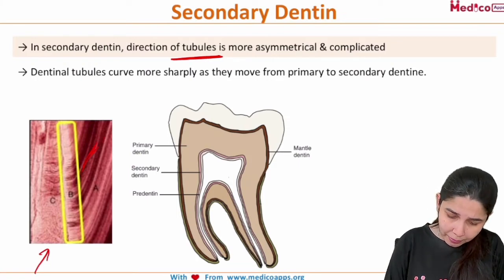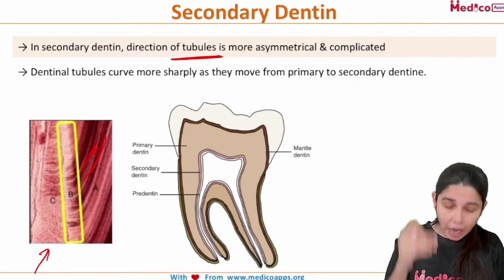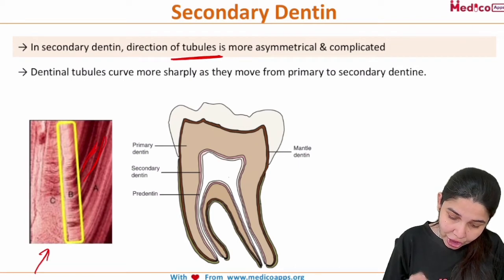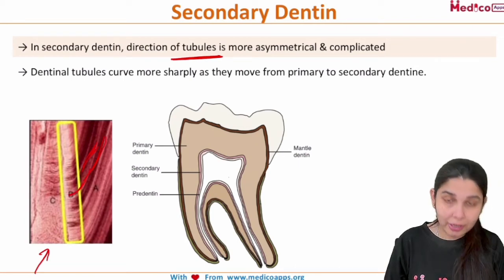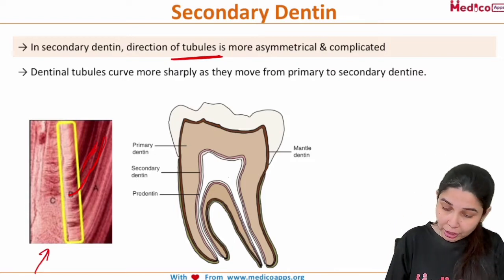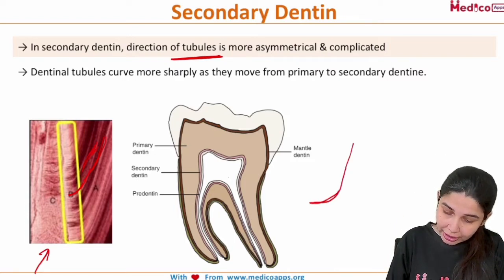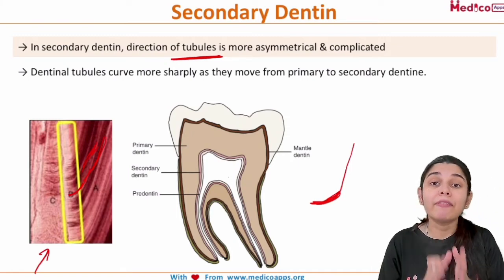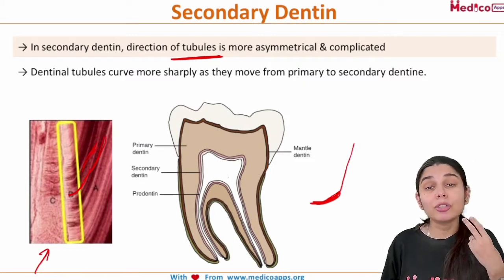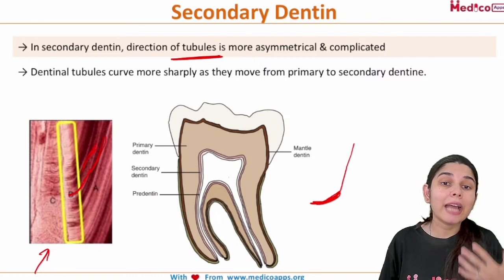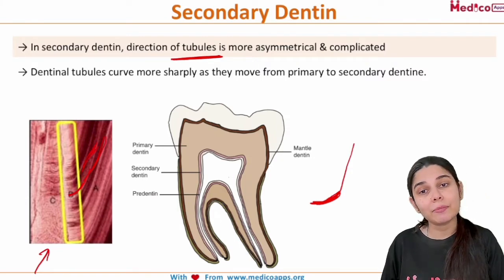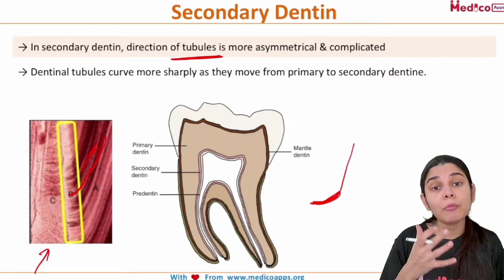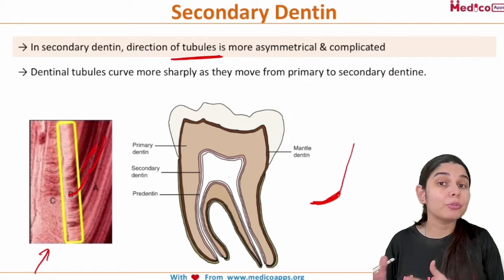This is a proper primary dentin, which is coming straight. Now in the secondary dentin, these dentinal tubules have a sharp curve when they move from primary to secondary. That means they are more asymmetrical and complicated when we compare it to the primary dentin. So that is the third important key point: the dentinal tubules direction is more asymmetrical and complicated, as the dentinal tubules are more sharply curved when we move from primary to secondary dentin.